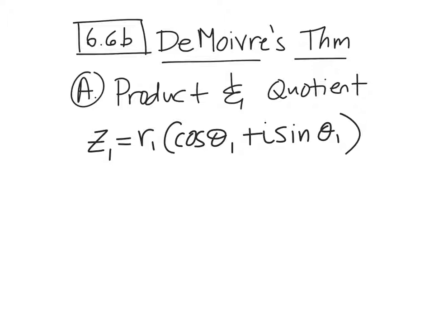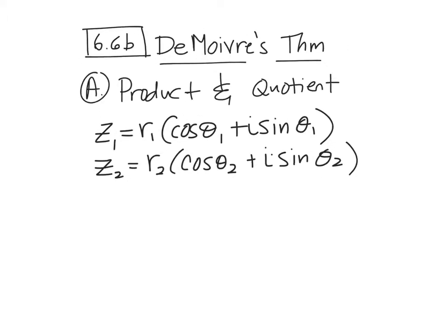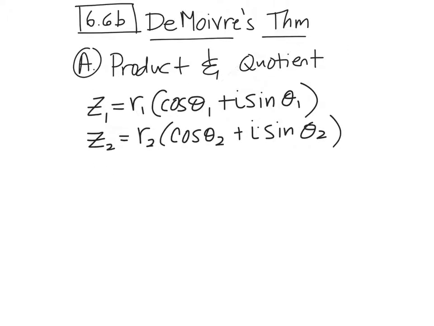Okay, so there's one complex number. It's written in its polar form already. And then let's say that we have another complex number. We'll call it Z2. And Z2 is R2 cosine of theta 2 plus I sine of theta 2. All right. So we have two complex numbers in polar form, and we want to find two things. We want to find their product. So we want to multiply them together.